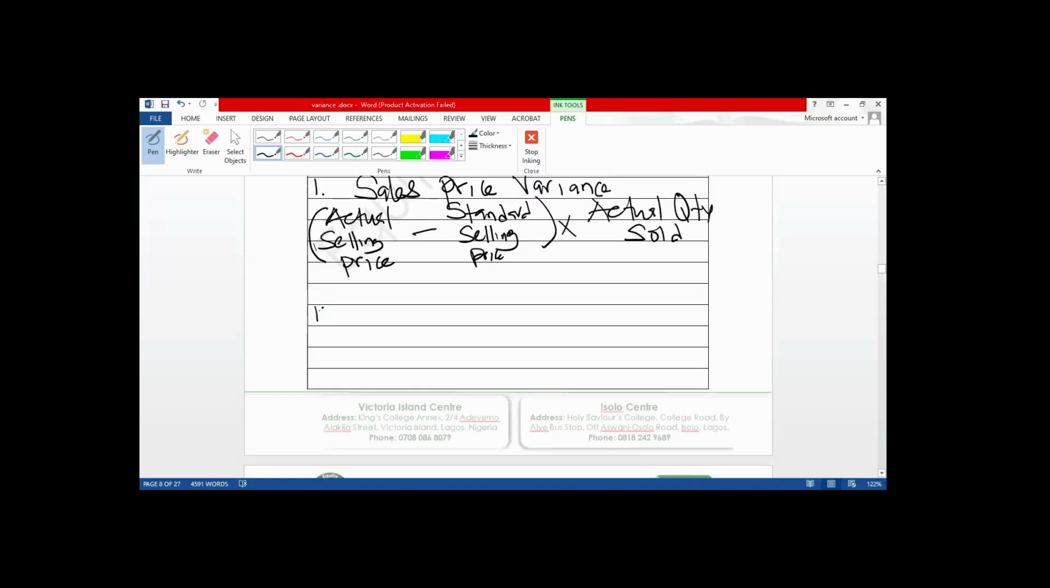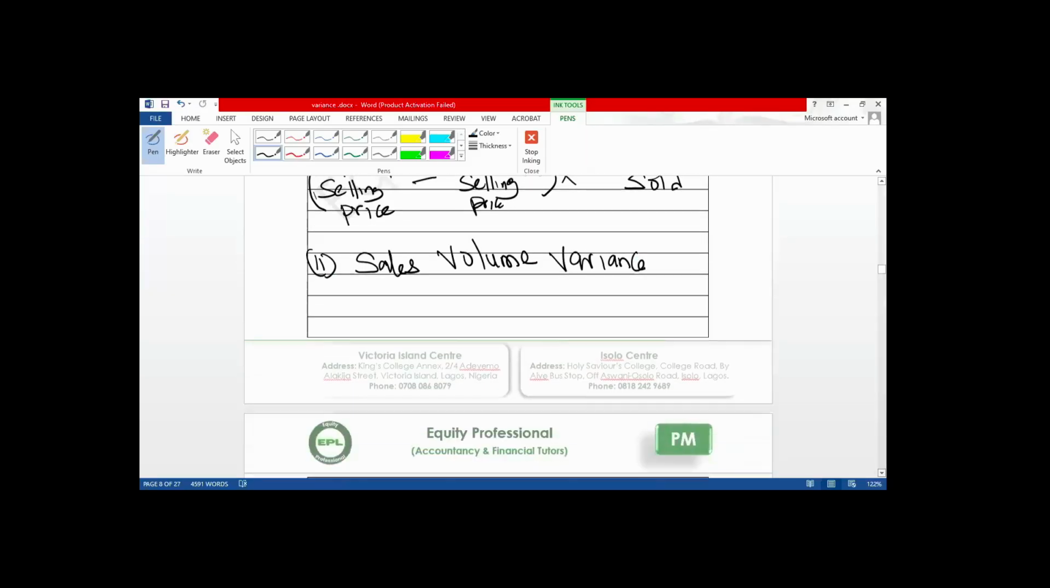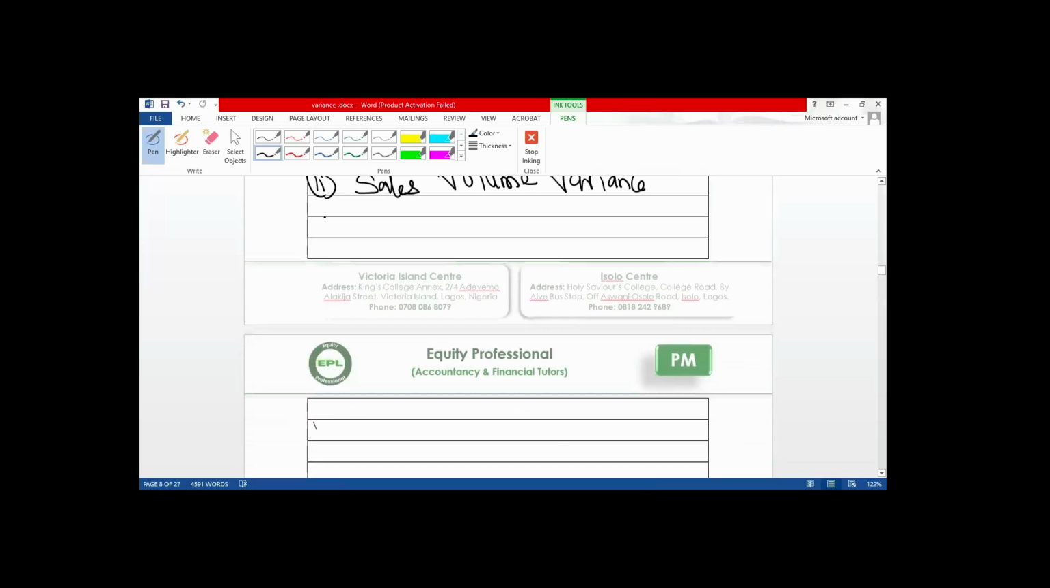Then number two, sales volume variance. Calculated as actual quantity sold minus budgeted quantity, multiplied by standard profit per unit.